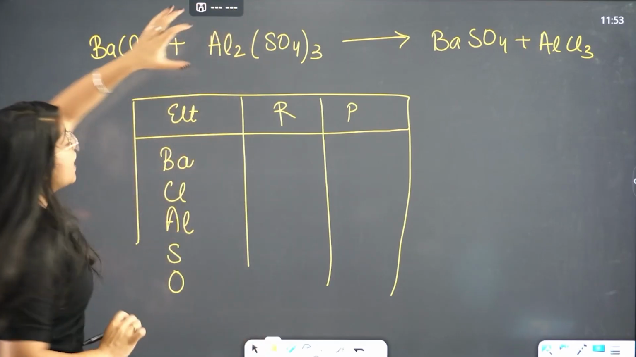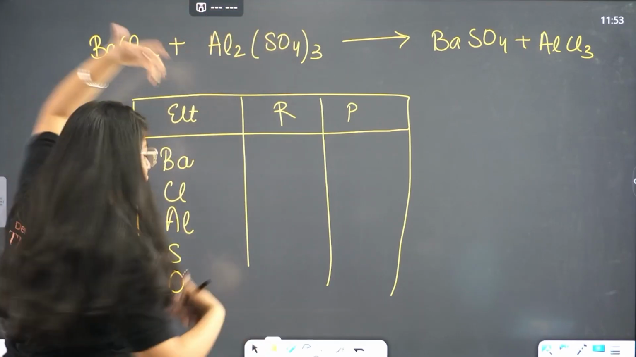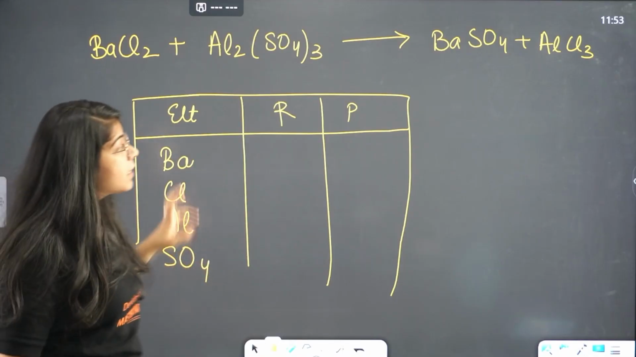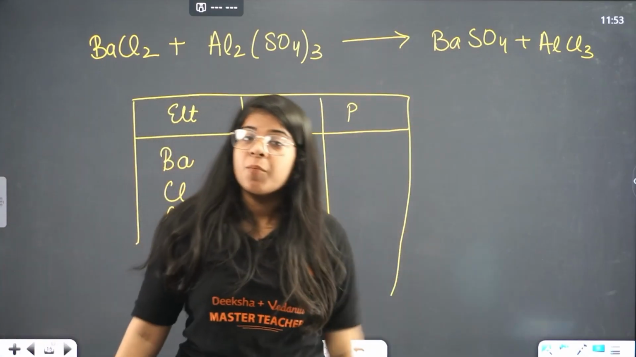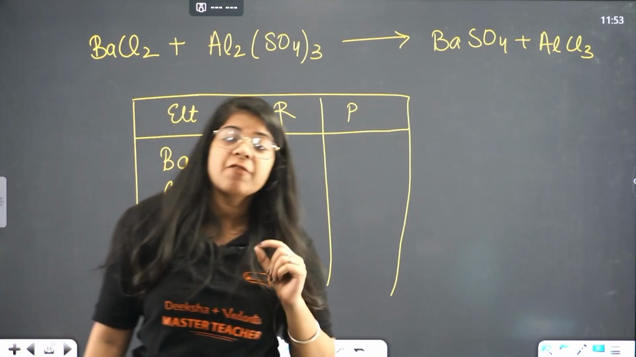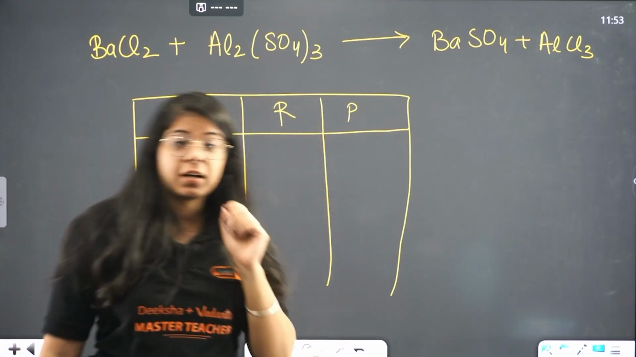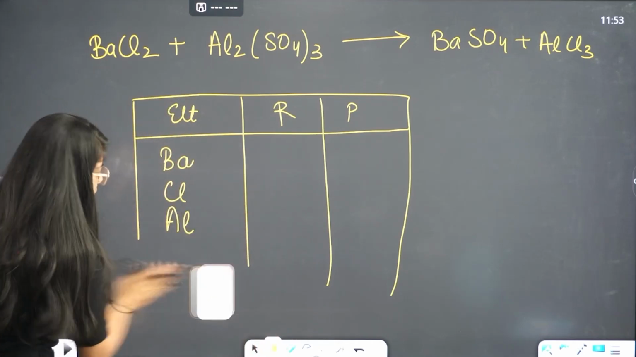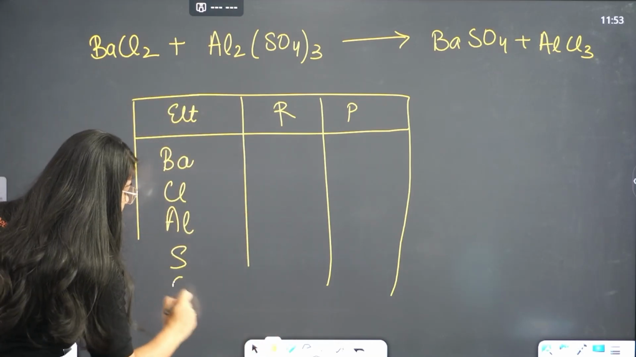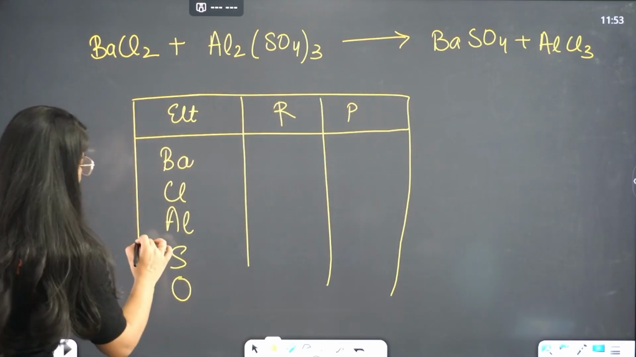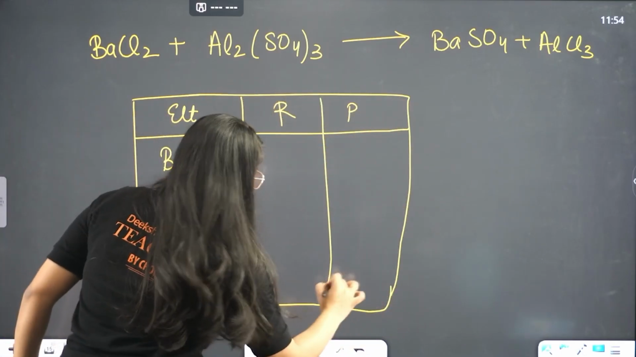When you are given SO4, you can simply write SO4, provided that it's not breaking in the product side. It can sometimes, so you have to take this very carefully. Let's just practice with S and O, you will understand better. That's all the elements. Then complete this table.